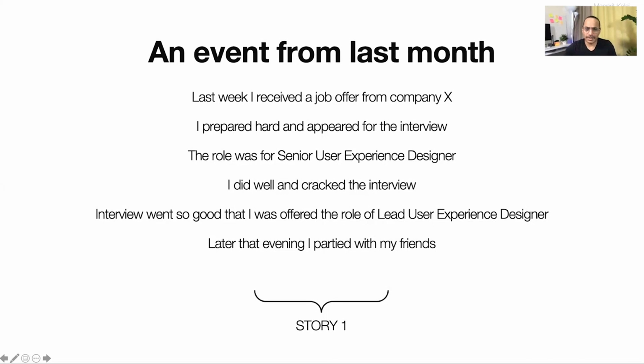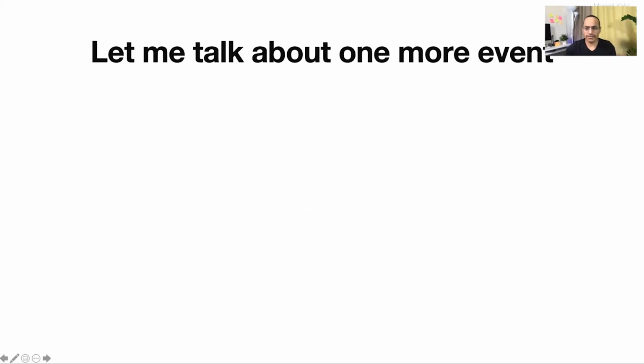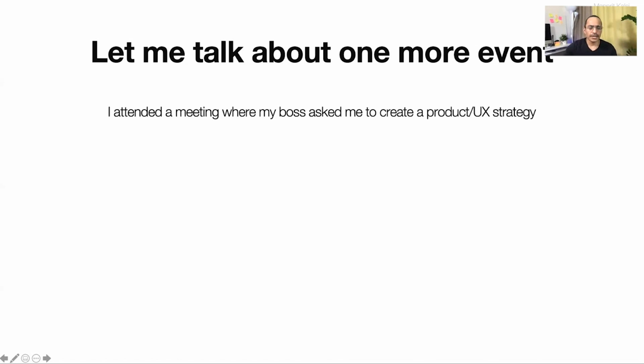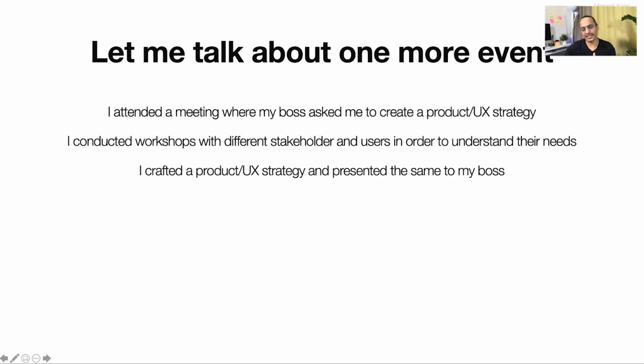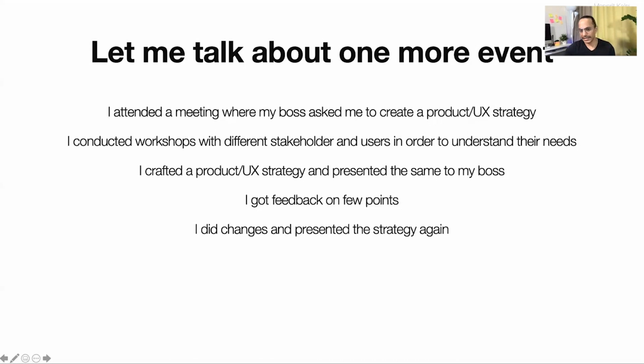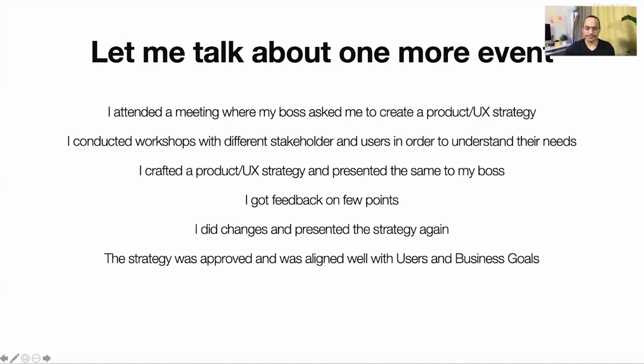Okay, so this is one simple story, and that is basically a sequence of different events. I attended a meeting where my boss asked me to create a product UX strategy. I conducted workshops with different stakeholders and users in order to understand their needs. Right, so event after event. After that, I crafted a product UX strategy and presented it to my boss. Then I got some feedback on a few points, went back and made some changes, and presented the strategy again. The strategy was approved and was aligned well with users and business goals.